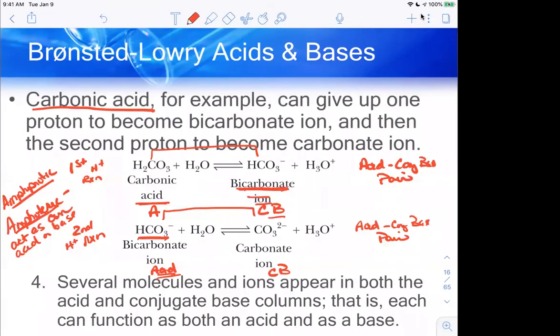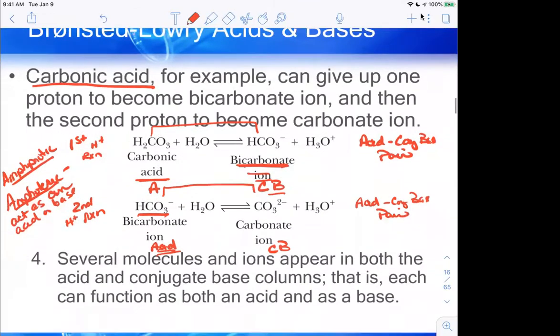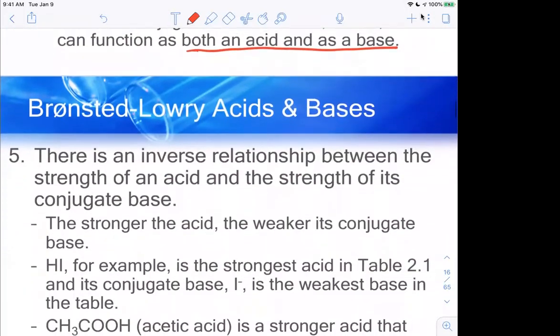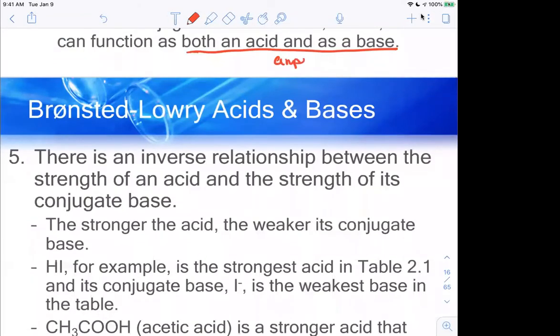I can accept a proton to become H3O+, or I could lose a proton to become OH-. If I accept a proton, I'm acting as a base. If I lose a proton, I'm acting as an acid. Now notice, several molecules and ions can act as both an acid and a base, what we were just talking about. Again, that's that amphoteric property or amphiprotic. You'll see both terms.